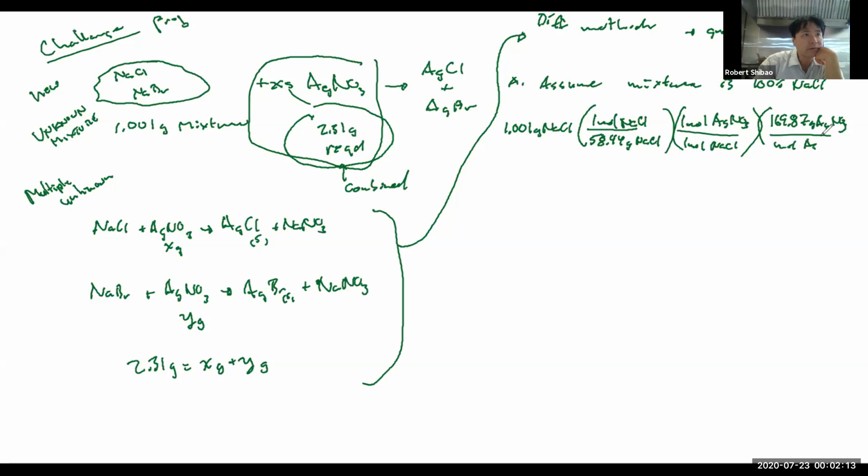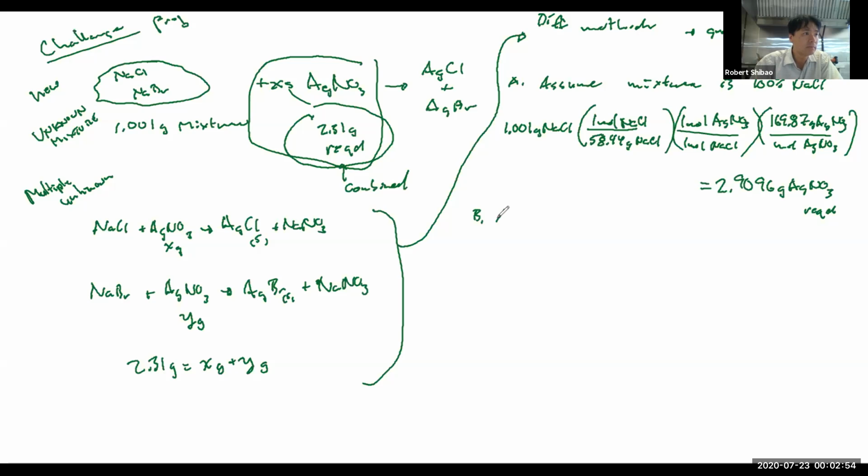How many grams of silver nitrate? So if that were 100% sodium chloride, 1.001 divided by 58.44 times 169.87, then that requires 2.9096 grams of silver nitrate. But it only required 2.31 grams, so it's impossible. It cannot be 100% sodium chloride.